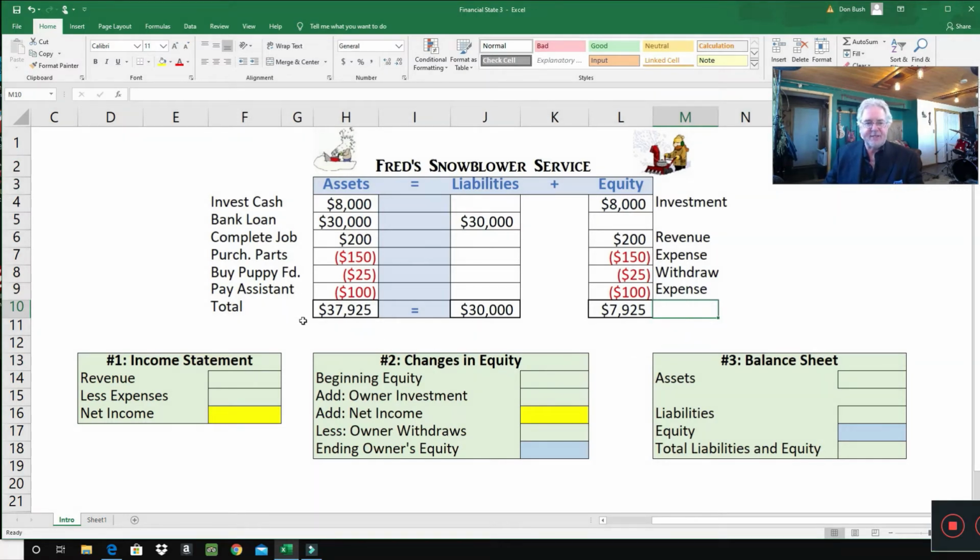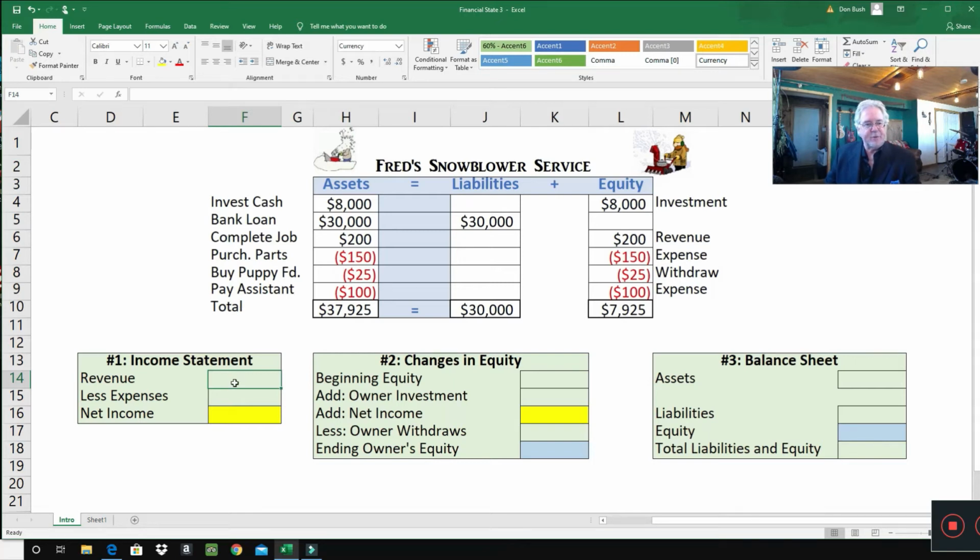So let's see if our accounting equation balances. On the left-hand side, I've got a total of $37,925. On the right-hand side, I've got $30,000 under liabilities and $7,925 under equity. And if you add those two together, the right-hand side equals $37,925. It all balances. If you've been watching any of these videos, you know these financial statements need to be done in order. First comes the income statement, then comes changes in equity, then last, the balance sheet.